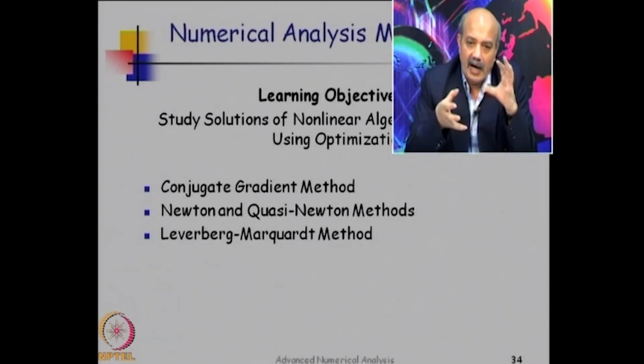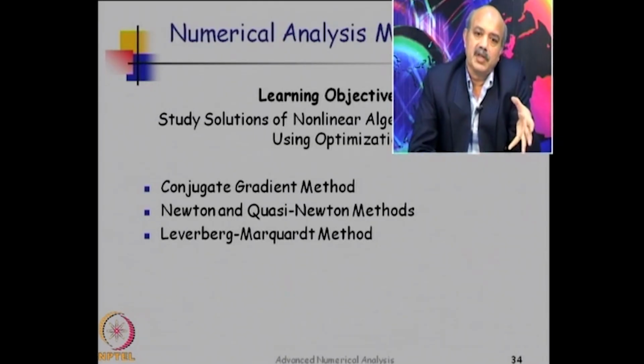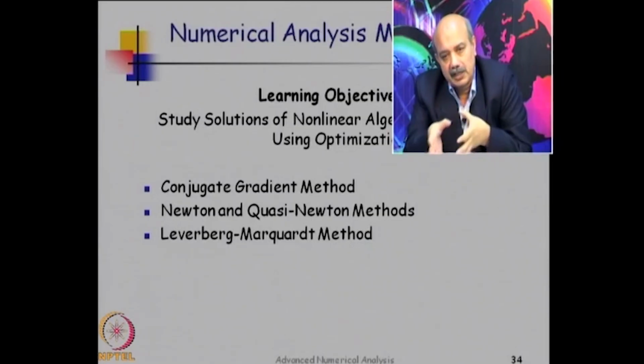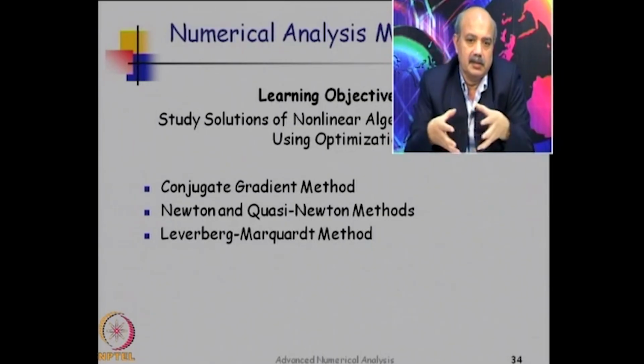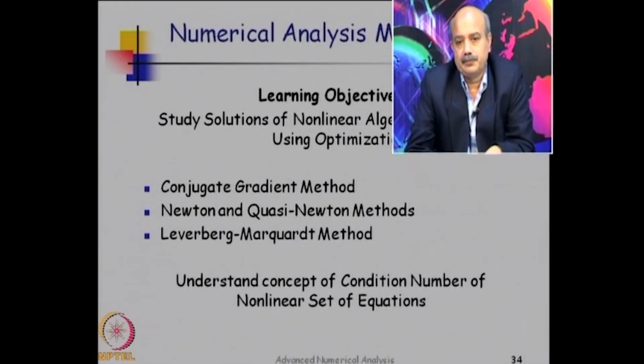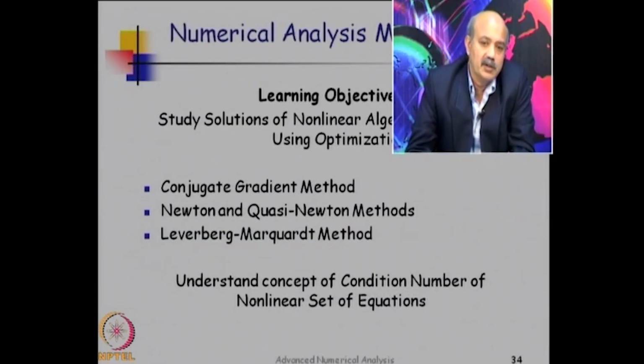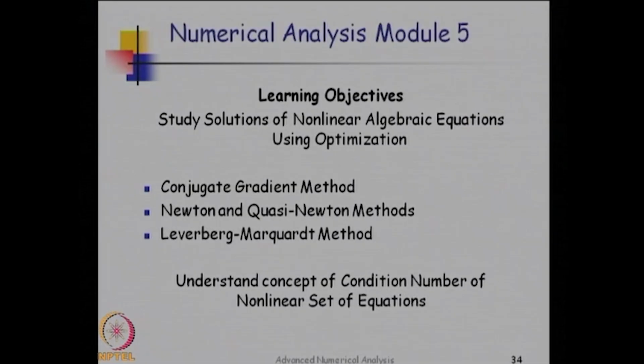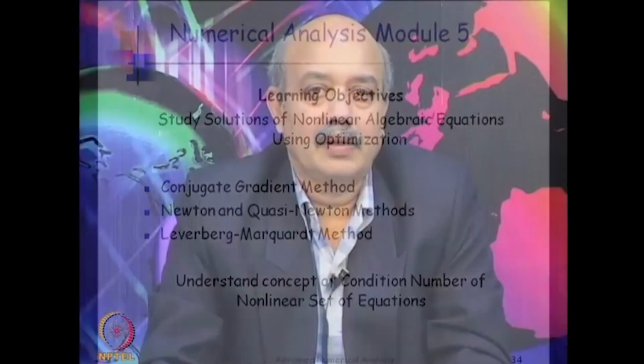So you use gradient when it is helpful to use gradient, you use Hessian when it is helpful to use Hessian. So it is a merger of the two methods, and we will just understand this. Towards the end we will just briefly understand the concept of condition number of a set of nonlinear equations. You cannot have one condition number, you can define a local concept of condition number here, which is conceptually similar, qualitatively similar to what we have done for linear algebraic equations.